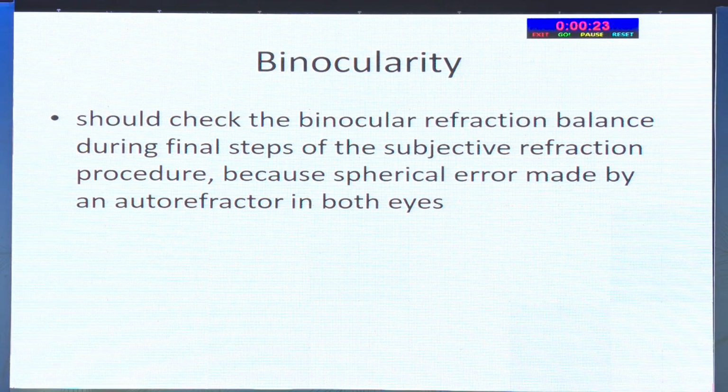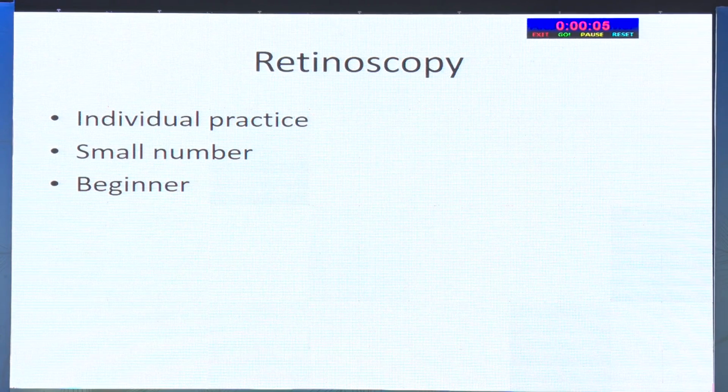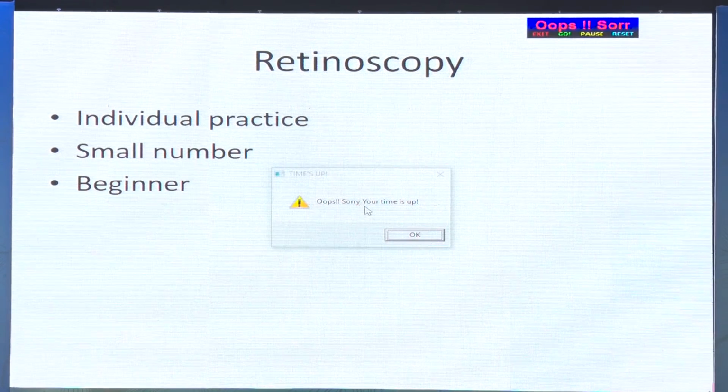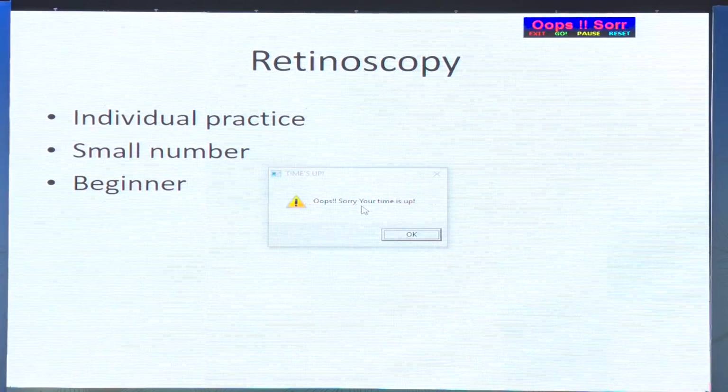And many a time when you do auto-ref in the two eyes, the readings would be different, whereas on retinoscopy you will find they are the same, so binocularity gets disturbed. So you must know retinoscopy, and then you can progress on to the auto-ref, which is a good screening device. And in individual practice, one must learn to do retinoscopy. So during residency, it is very, very important to learn retinoscopy, and then you can think of doing it on auto-ref. Thank you so much.